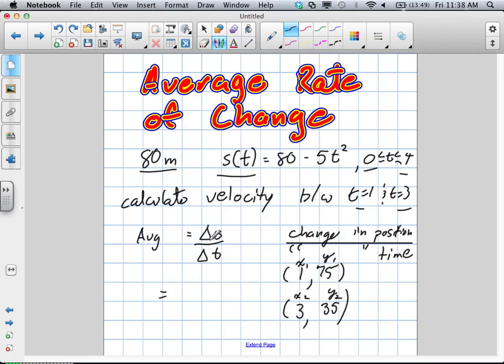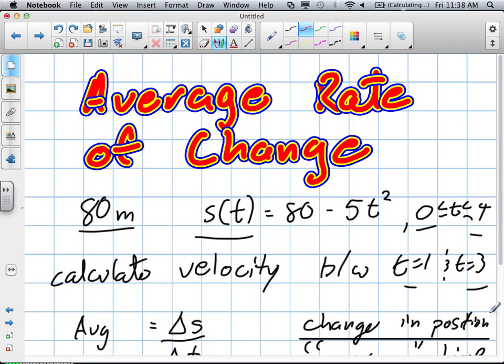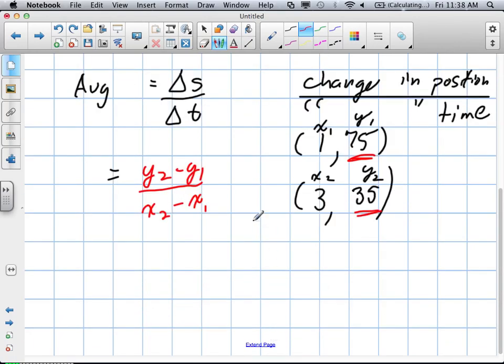And we know change in position. Well, our position is what our y values are. That's how high the pebble is above the ground. So a change in position is technically y2 subtract y1 divided by x2 subtract x1. Running out of time. Okay. Our y2 is 35. Our y1 is 75. Divided by x2. Well, that's our change in time.